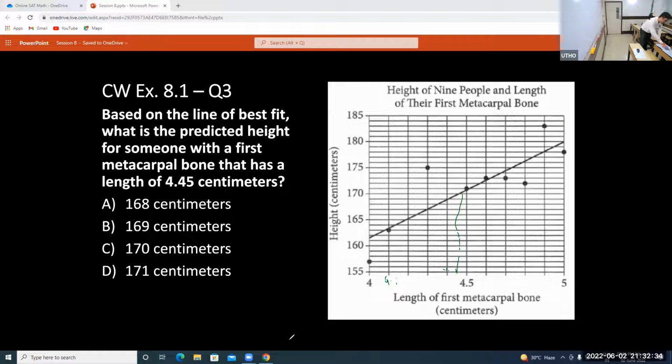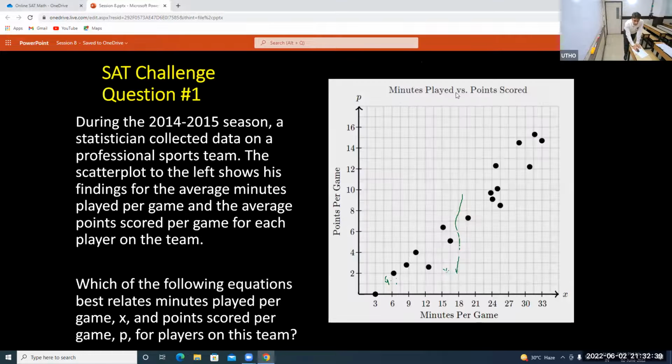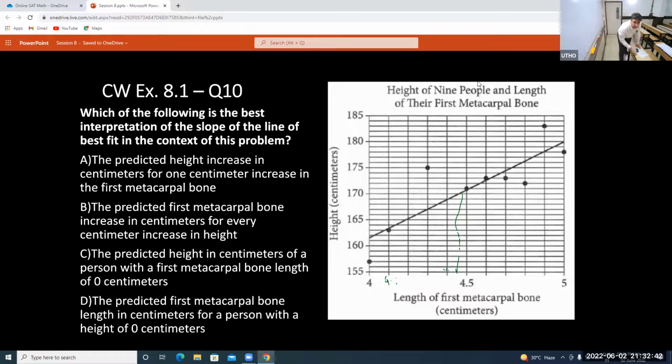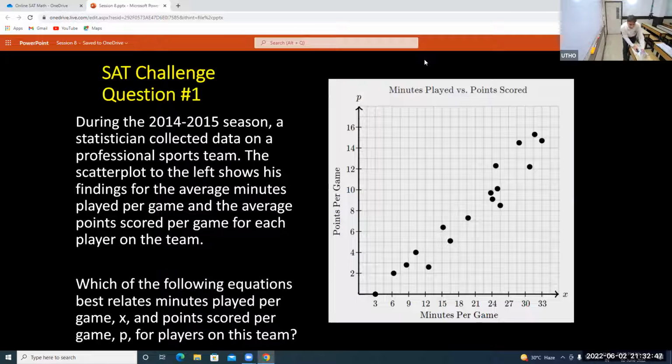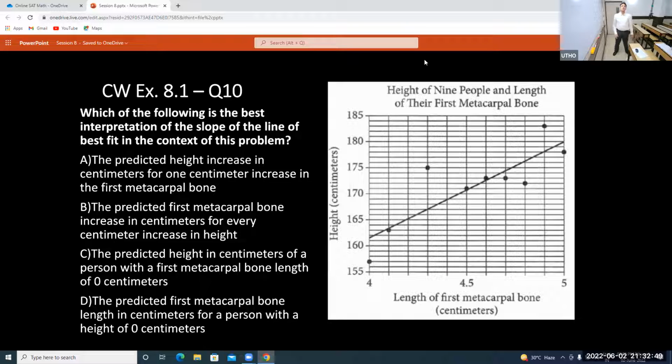This is 4.4. Okay. Let's solve one more problem on the same data. ये सब SAT problems हैं. चलिए, let's solve this guys. ये drawing हटा देता हूँ. So please solve. Question number 10 from the book. ये वही है best interpretation वाला question. What is the best interpretation of the slope of the line of best fit? Same problem, same data set.